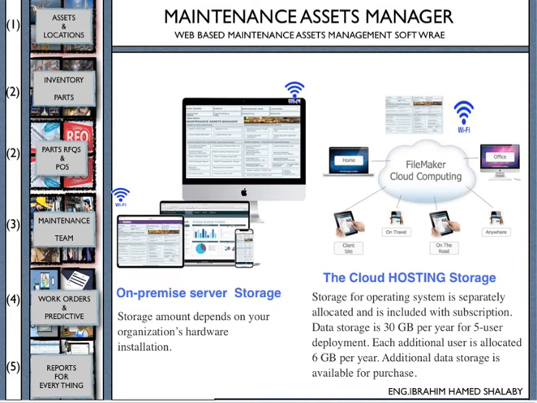Maintenance Assets Manager hosting. Storage. On-premise server storage amount depends on your organization's hardware installation. The cloud hosting storage for the operating system is separately allocated and is included with the subscription. Data storage is 30 GB per year for a 5-user deployment. Each additional user is allocated 6 GB per year. Additional data storage is available for purchase.